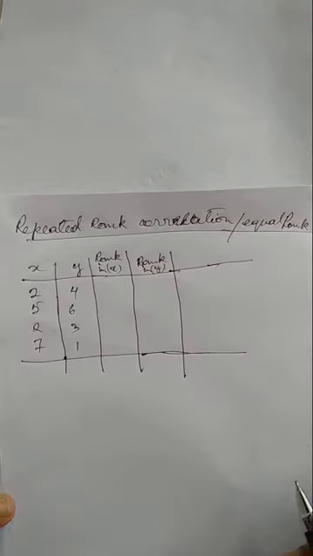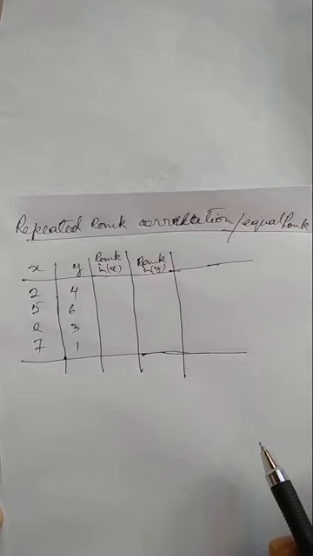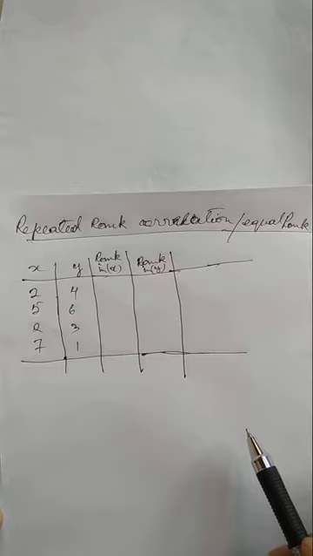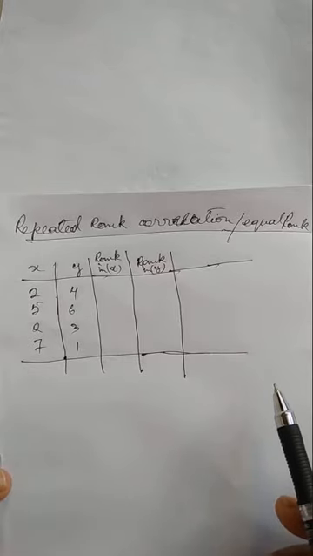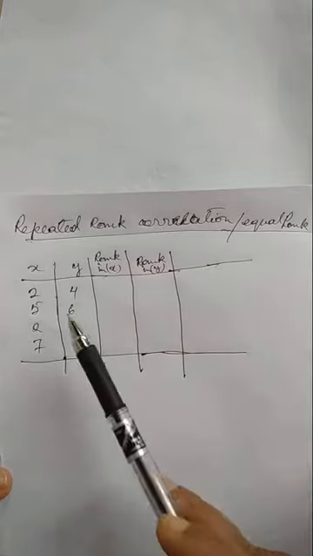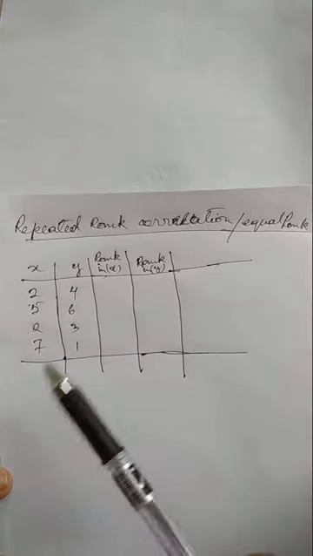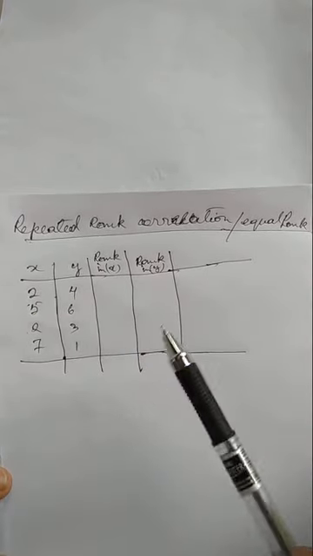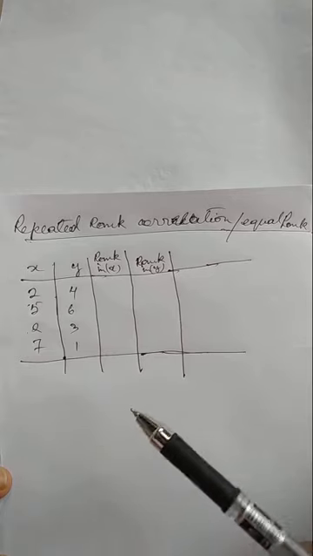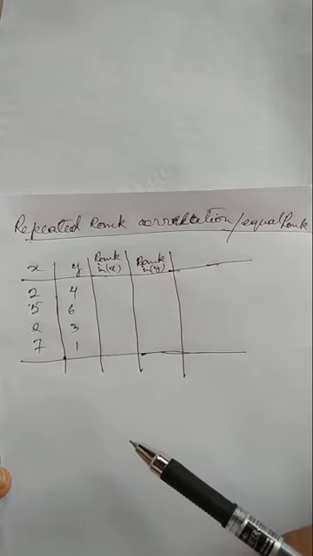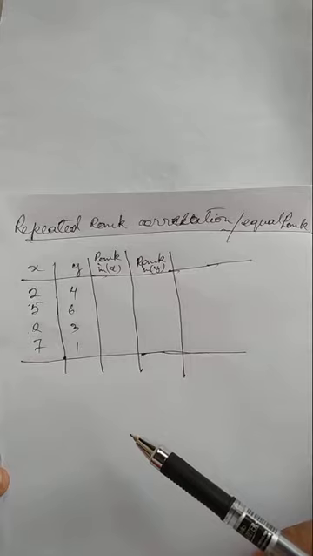Today I'm going to discuss repeated rank correlation, or equal rank. In some cases it may be found necessary to rank two or more individuals or entries as equal. In this case, we give rank equally to those individuals or values which are repeated. For example, if two observations are repeated, then we have to give the average rank to those two observations.